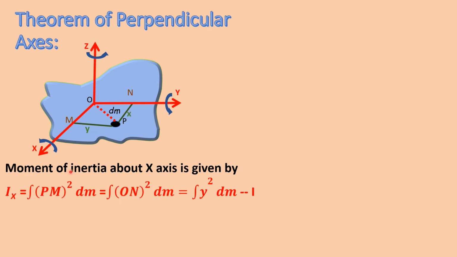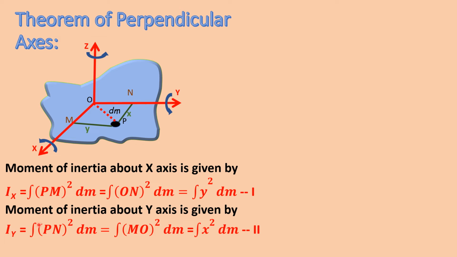Similarly, we can calculate the moment of inertia of this dm about the y-axis, and it is given by Iy is equal to integration of Pn square dm. This Pn is the perpendicular distance of this point object from the axis of rotation y, and this Pn is equal to MO, and that is equal to x distance, and therefore Iy can be written as integration of x square dm. Label it as equation 2.